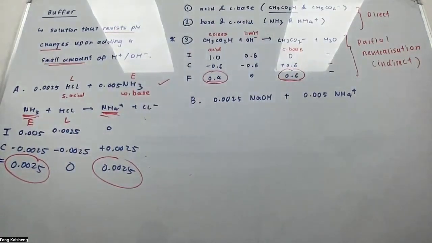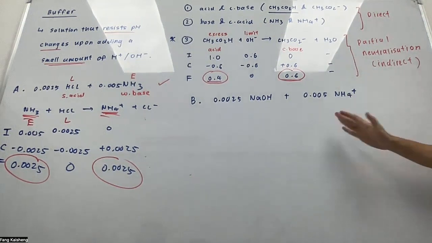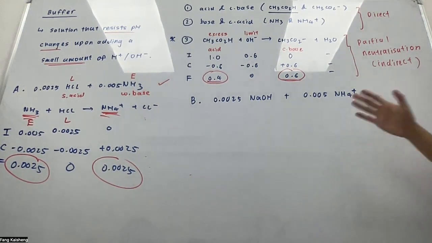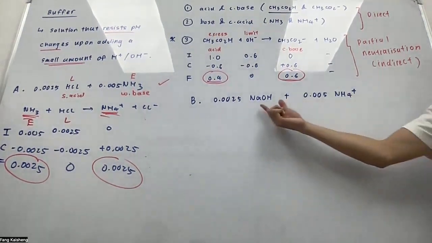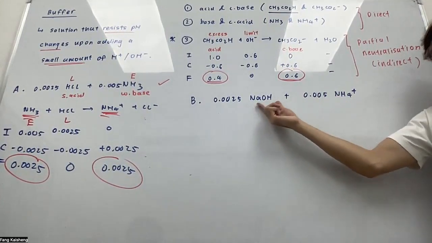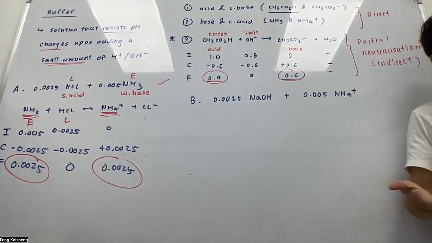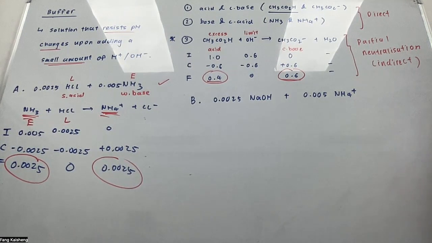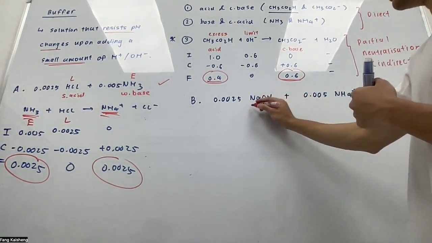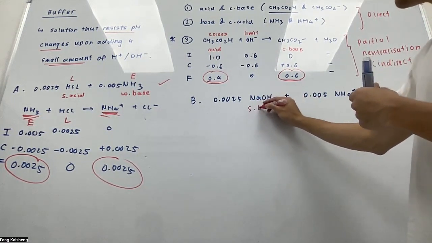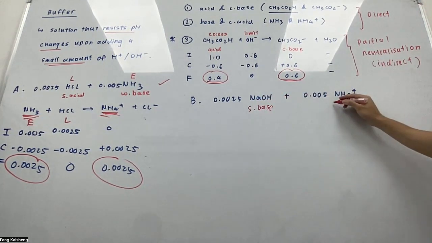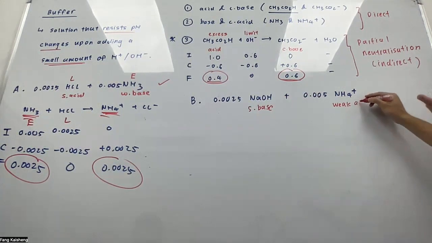Let's go over the options. Okay, can we take a look at option B? Come on, take a look at the board. Alright, you look at the two species, don't look at the numbers yet. These two species, do they form a buffer immediately? Okay, but they can react? Yes. Okay, this is a strong base. This is basically a weak acid in comparison, right?